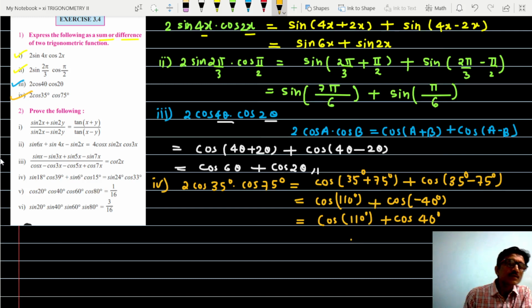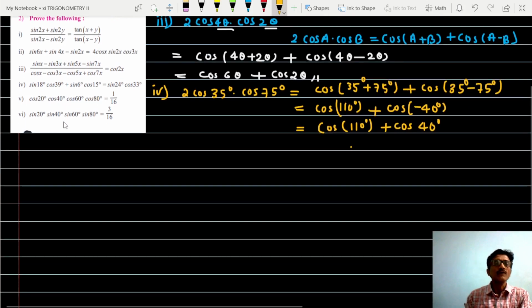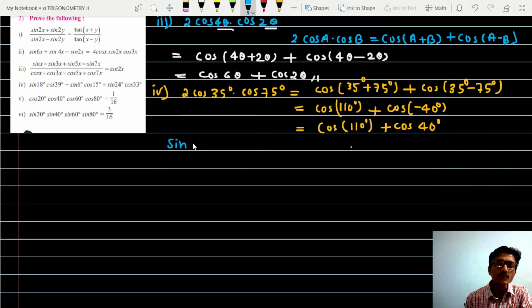Next question, that is question number 2. Here, prove the following. We apply formula sin C plus sin D and sin C minus sin D. So let's write here formula sin C plus sin D. What is sin C plus sin D? That is equal to 2 sin C plus D upon 2 into cos C minus D upon 2.